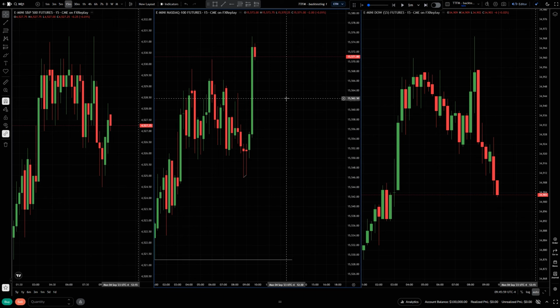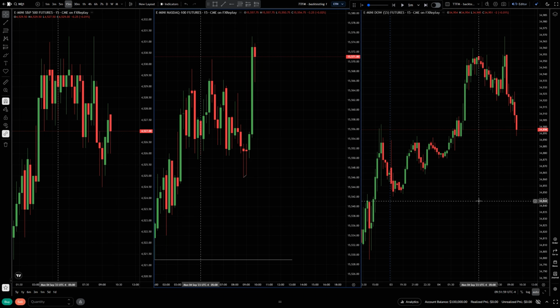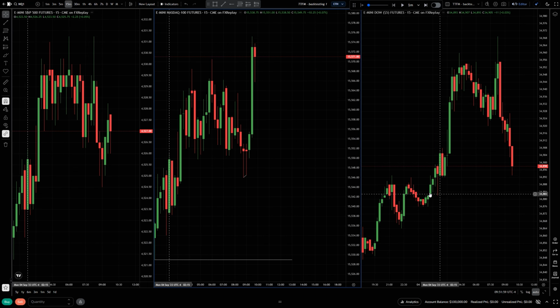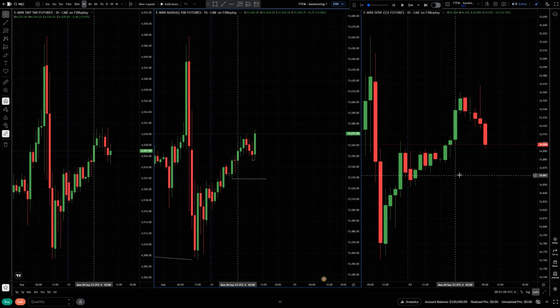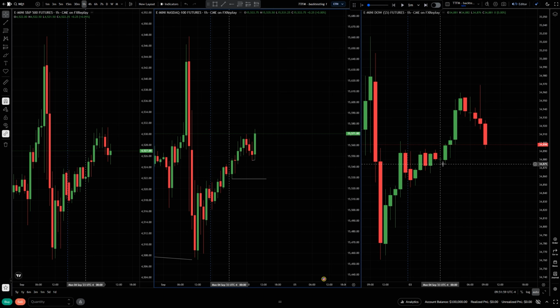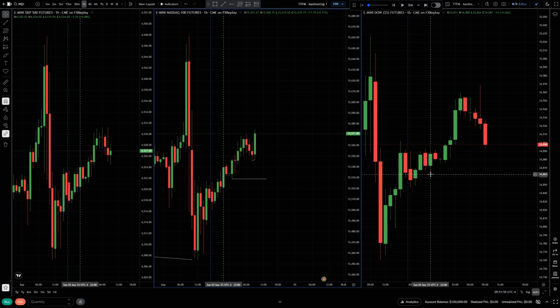So let's see. YM is still going to the downside. I don't see any relevant levels here. If we jump back to the 1 hour chart, maybe these equal lows, but they are in kind of a proximity to this low.